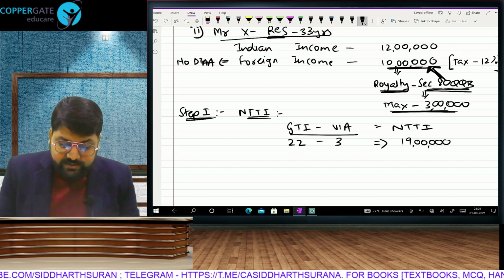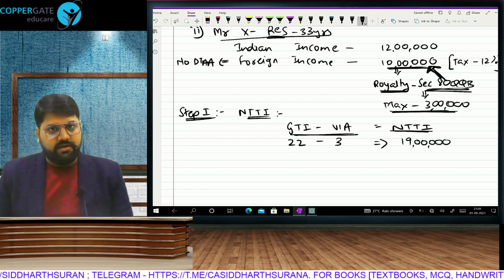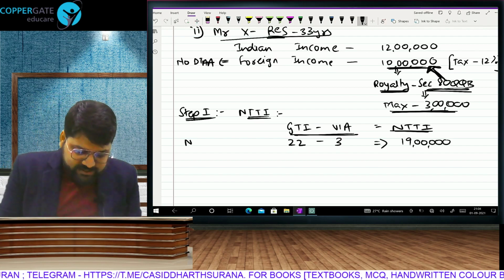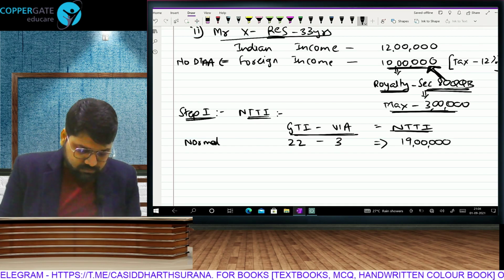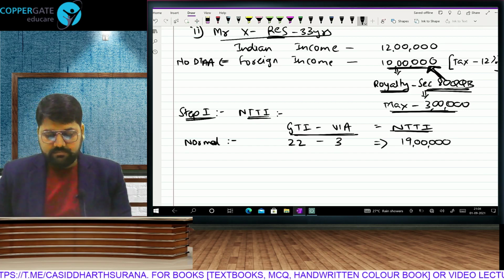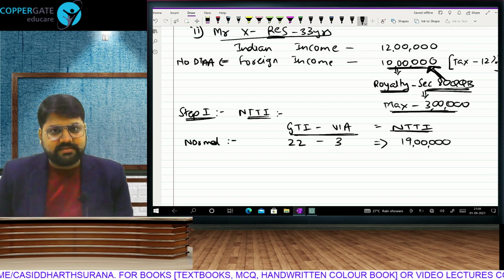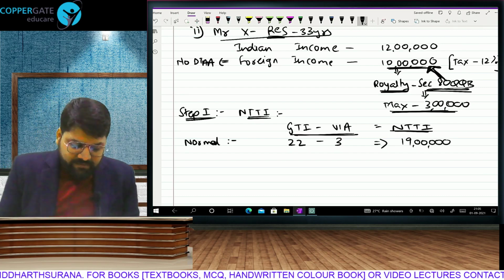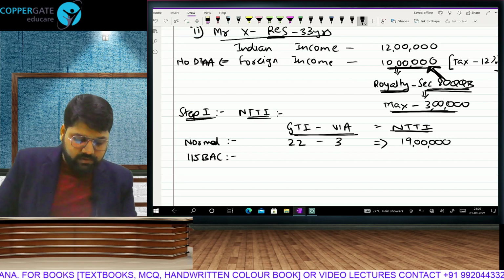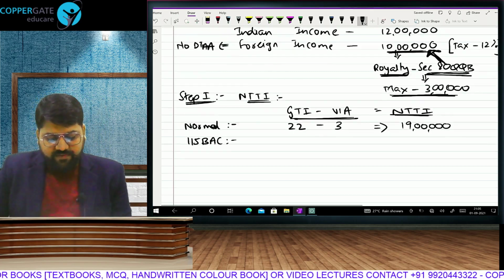And how is this question different from the previous one? Please pay attention. For any assessee who follows normal provisions of income tax, the NTTI will be 19 lakhs. However, if an assessee decides to follow 115 BAC, what is 115 BAC?